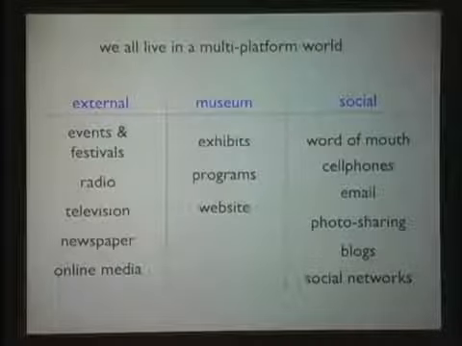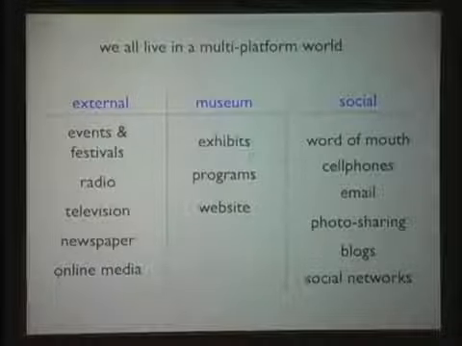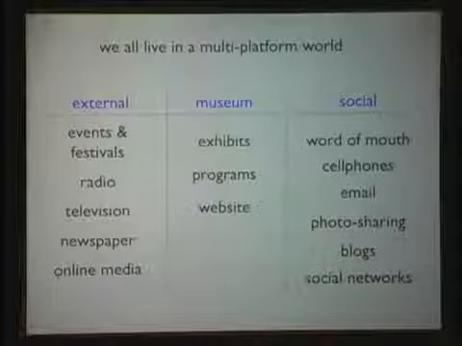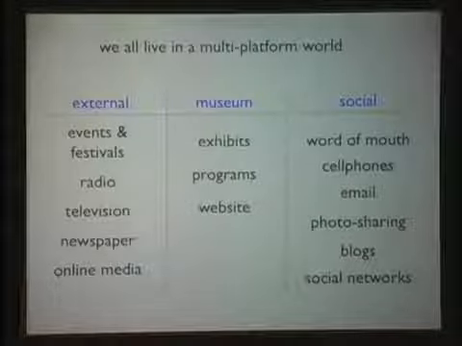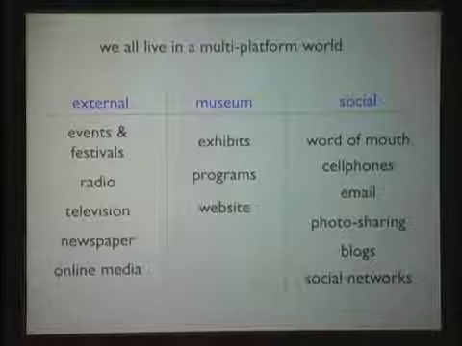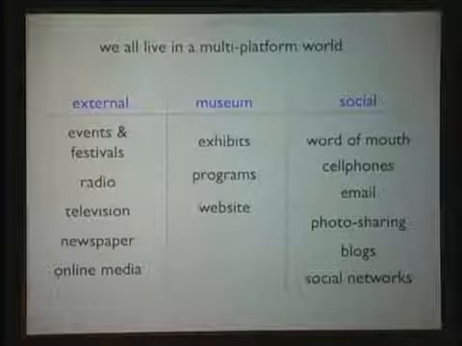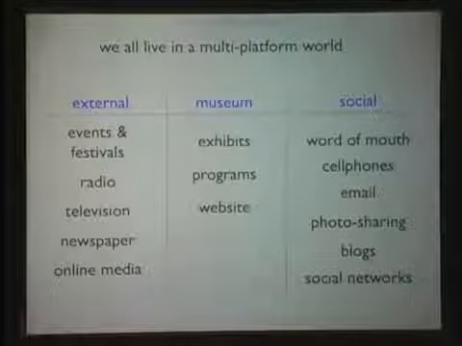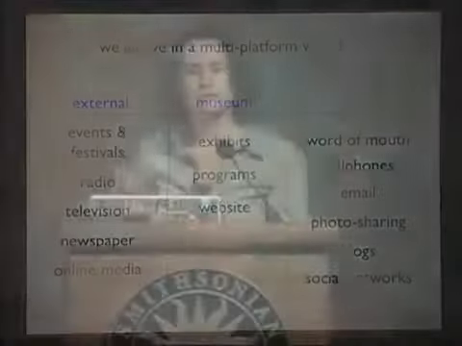There are the external relationships we have, which are usually quite formal, and actually the Smithsonian operates a lot of external distribution platforms, whether it's the Folklife Festival or the radio channel. But then there's this third one over on the right, which is the social platforms, the platforms that visitors use on their own, the informal ways that they're connecting with each other around your content. And I'm really going to focus more on that side of the platforms today.